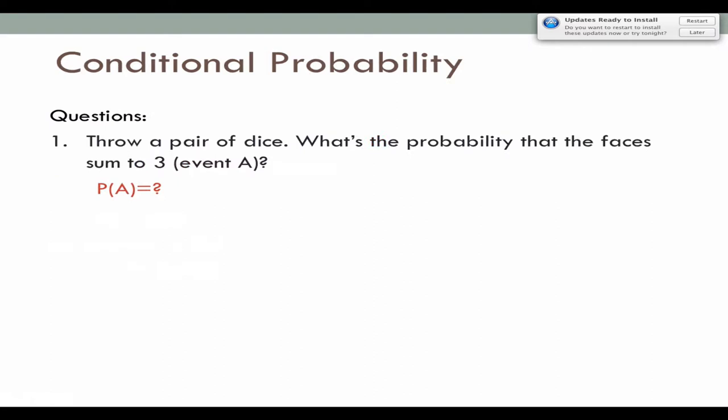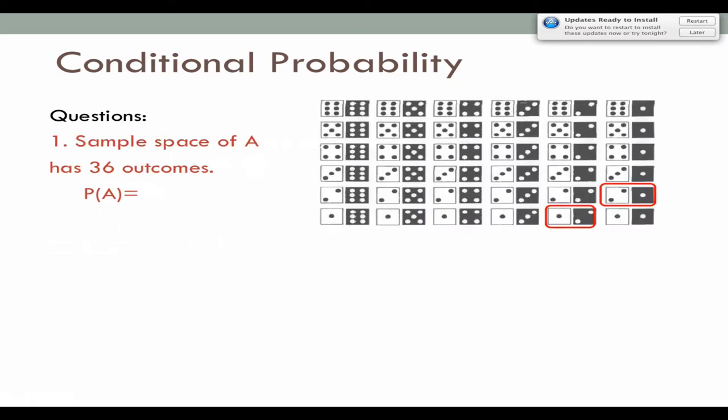Next, I would like to introduce conditional probability. Conditional probability is a little complicated, so I'm going to go through an example to show the final definition. Let's first look at the question: throw a pair of dice, what's the probability that the faces sum to 3? Looking at the sample space, there are 36 elementary outcomes. For the event A, the sum of the two dice is 3, there are two possible outcomes. So the probability of A is 2 out of 36, which is 1/18. Is it okay? This is simple.